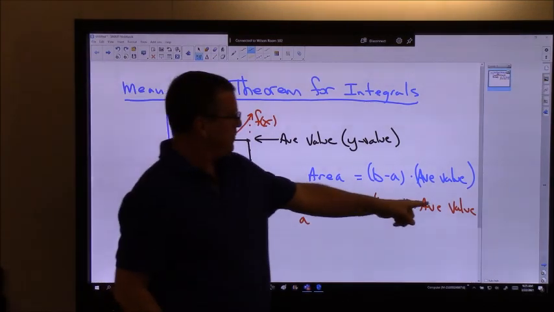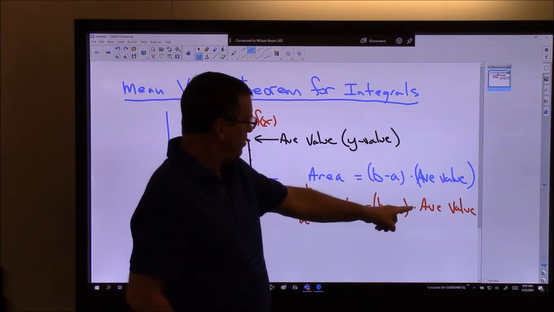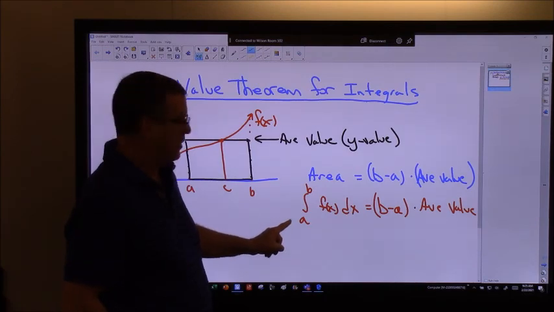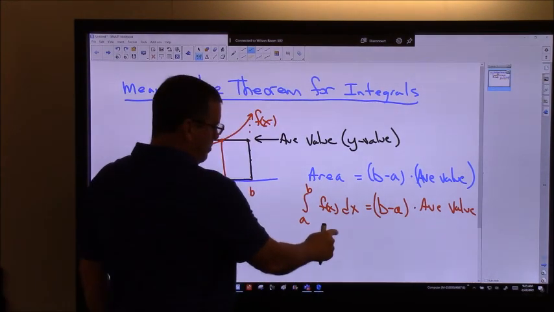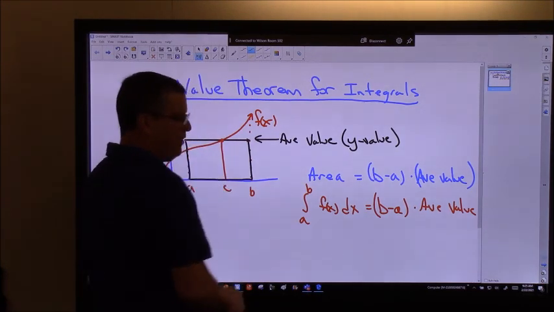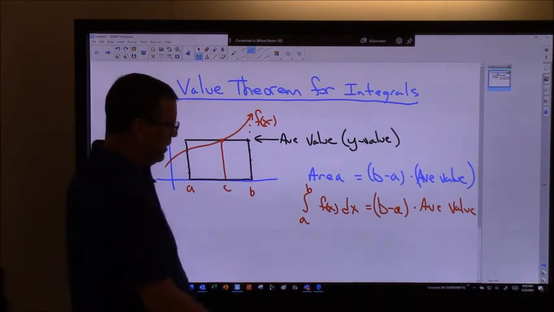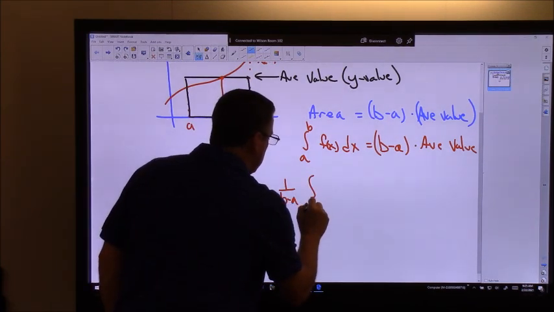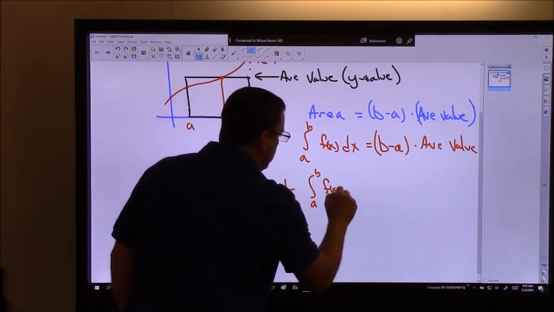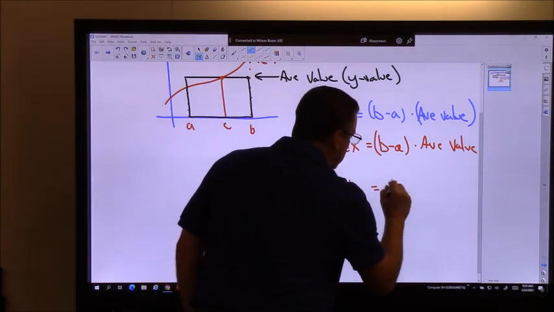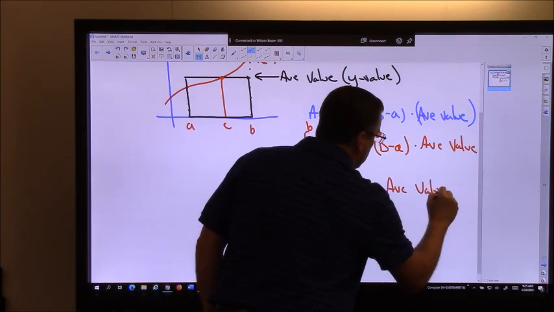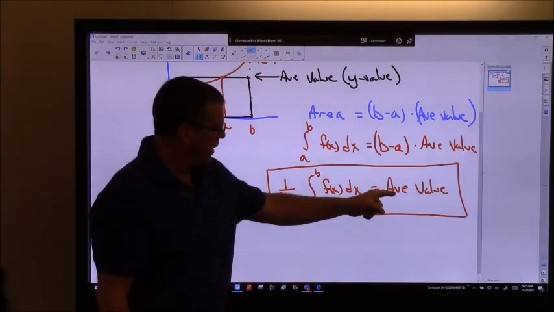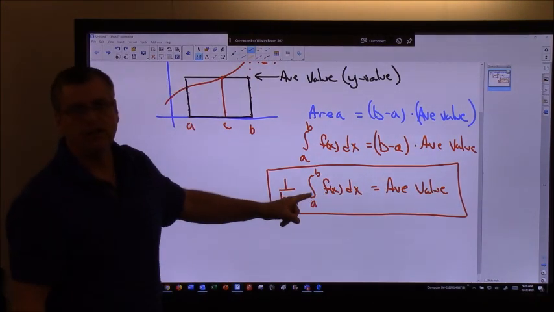Well, if I want to find the average value, how do I get that by itself? I'm multiplying it times b minus a. I just need to move this over here and divide. Right? So if I divide this whole thing by b minus a, it's really the same thing as out in front. I'm just going to write times 1 over b minus a. So 1 over b minus a times the integral from a to b of f of x dx, that equals the average value. All right, so that's one of the things they're going to ask us to do today, is to find the average value of a function, and that's how we do it.